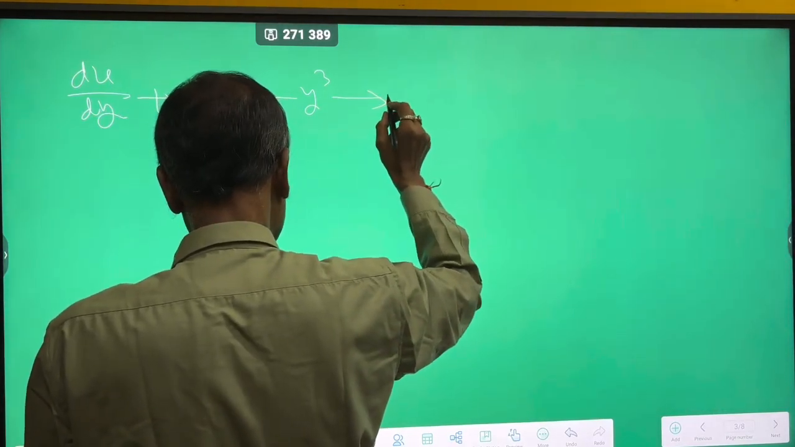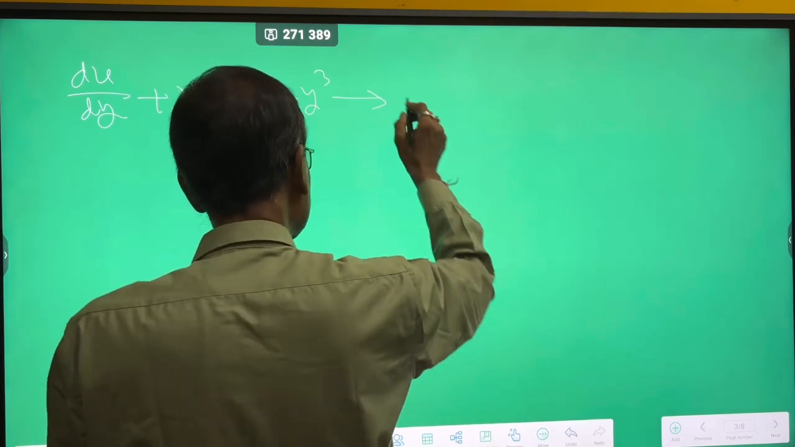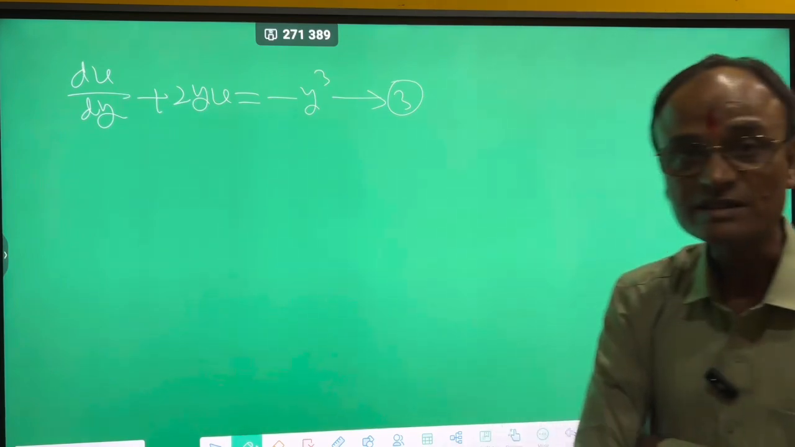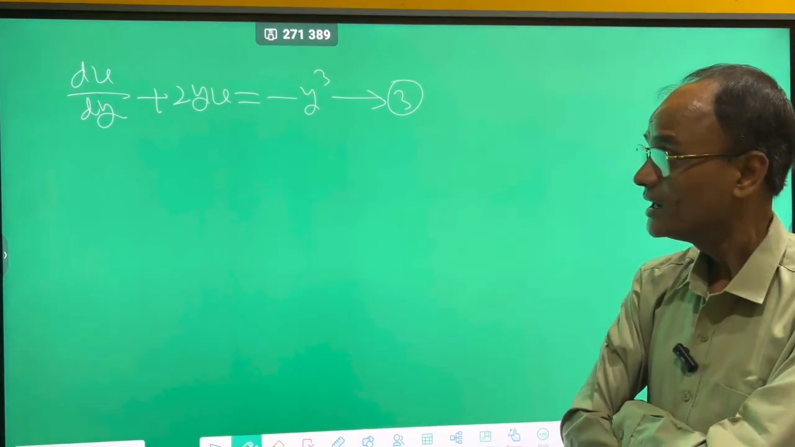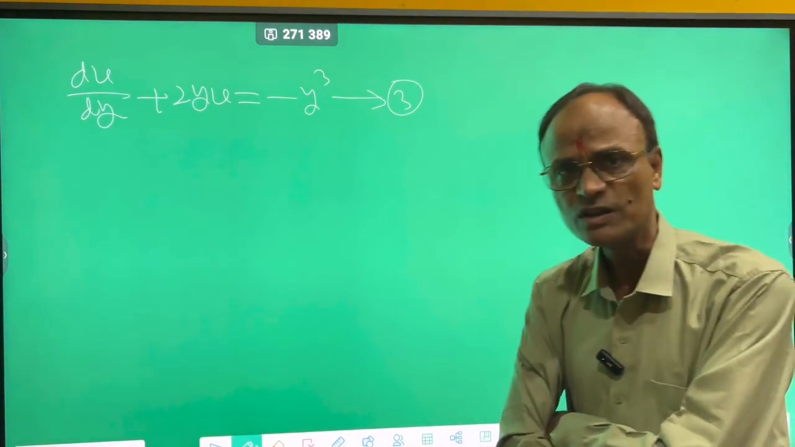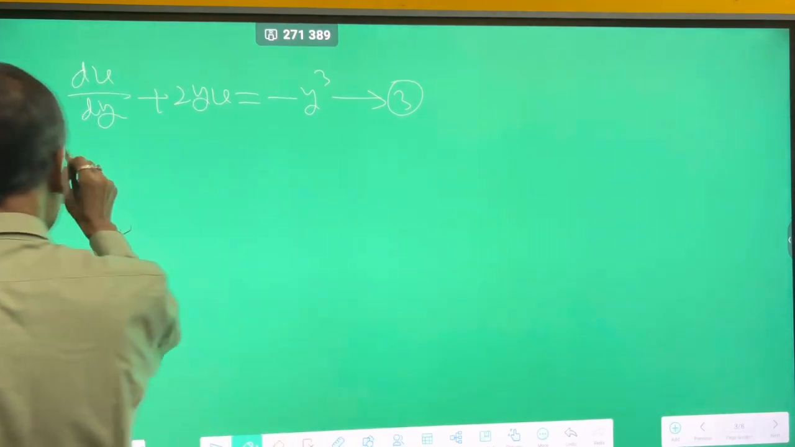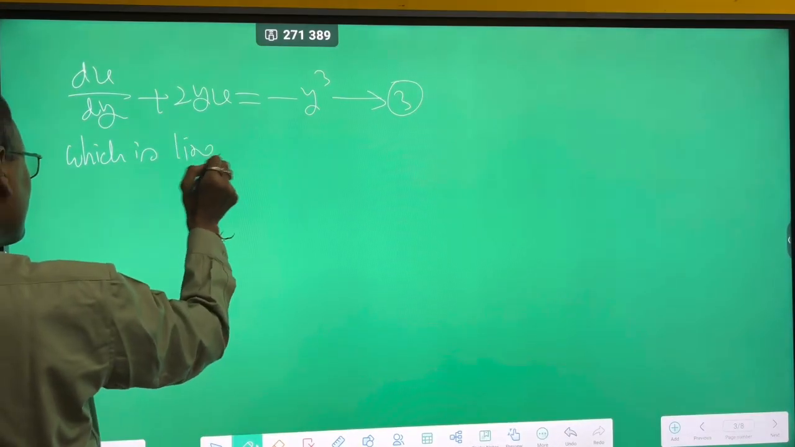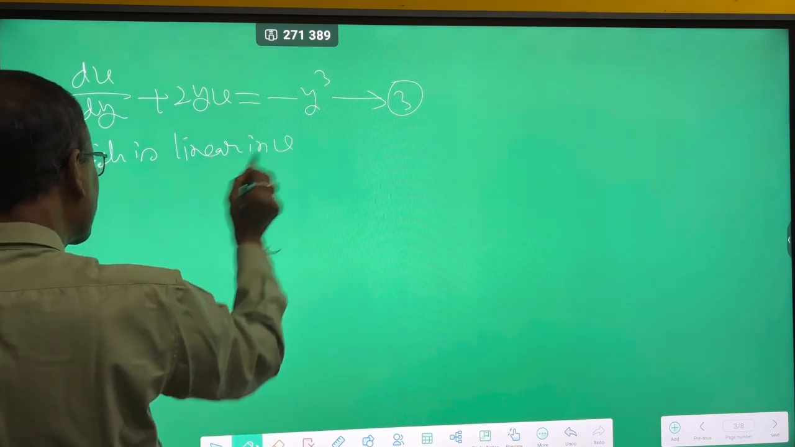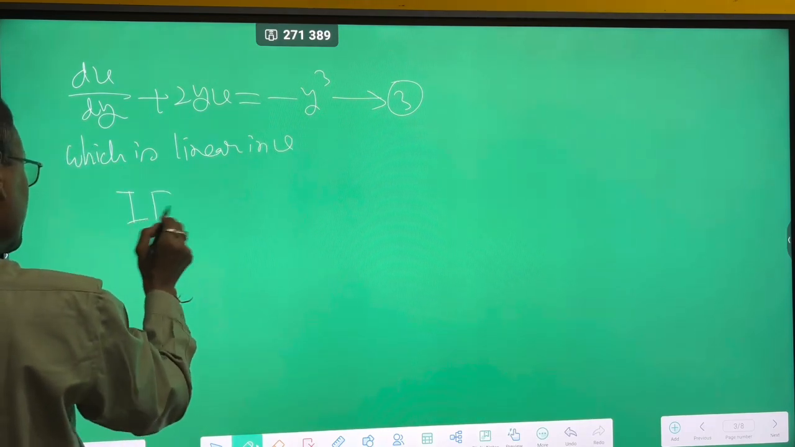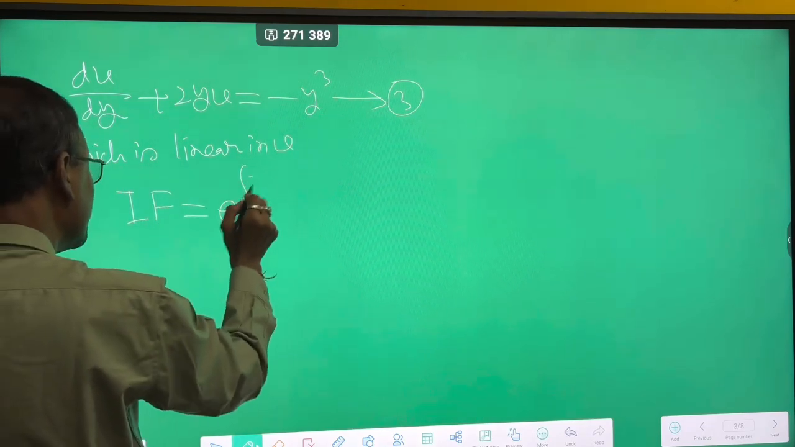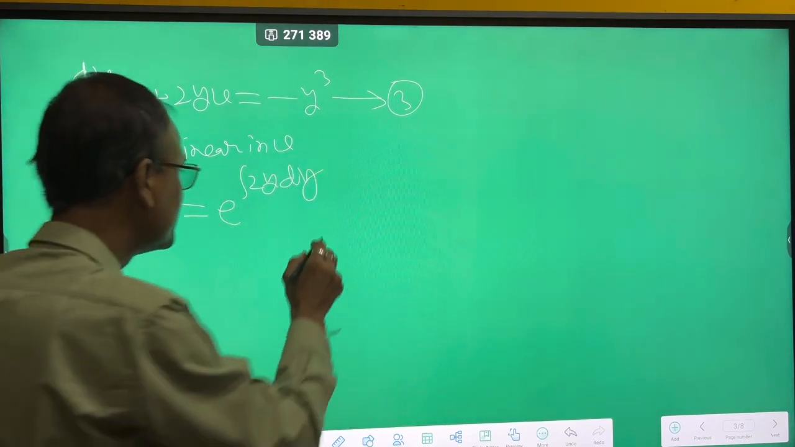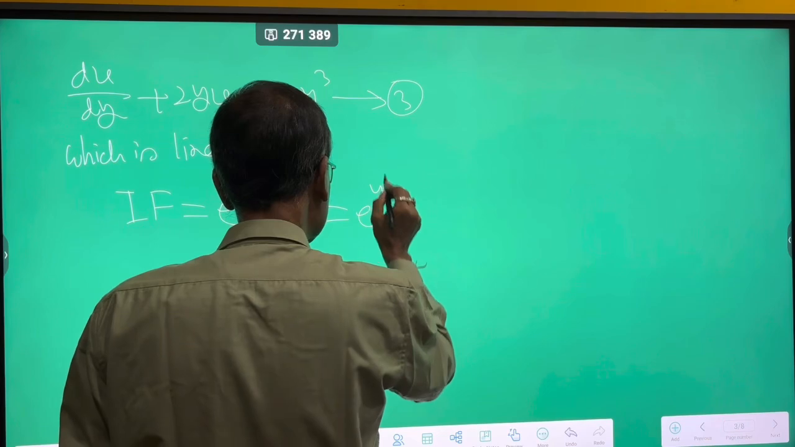What is the question? I think it is number 3. This is linear in v. Integrating factor equal to e to the power integral p dy. This is equal to e to the power y square.